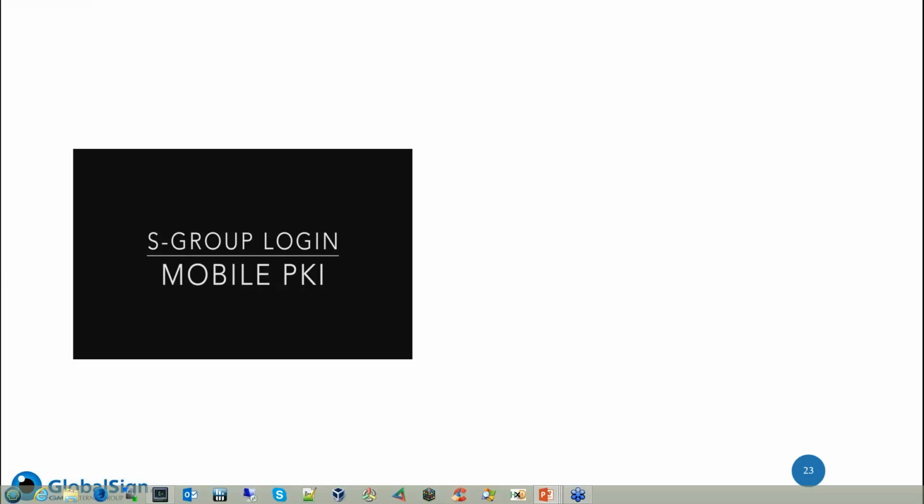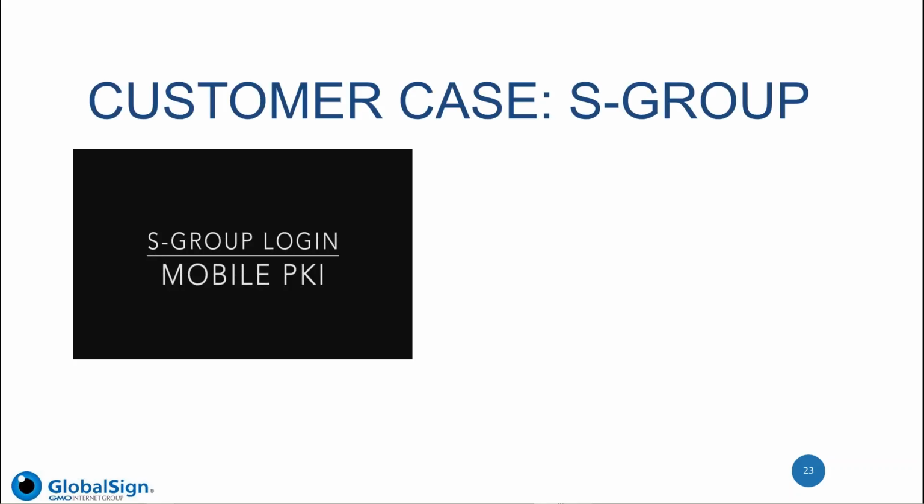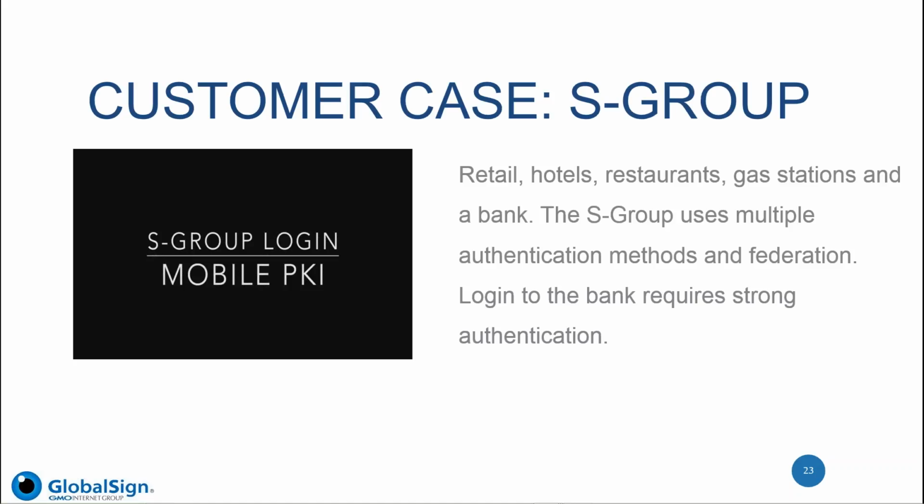For our last example, we have the S Group logging in using mobile PKI. The S Group spans multiple industries and is the largest retail chain in its market. They operate in the Nordics, Baltics, and in Russia. S Group has adopted an IDP-based solution to offer authentication services to their various business units, thus removing the need for each online service to build its own user repository with user registration for every single one of the subsites.